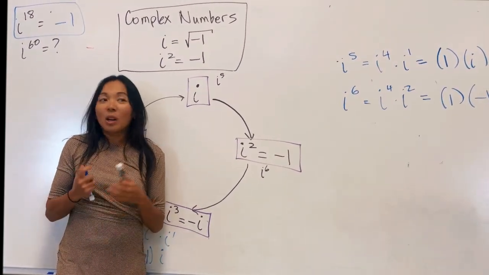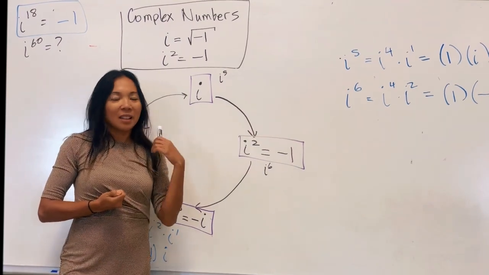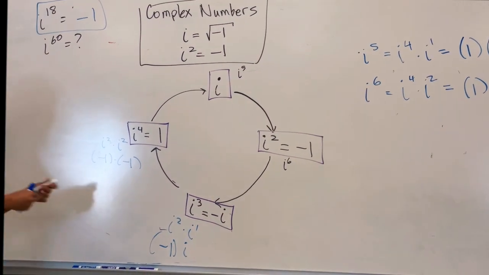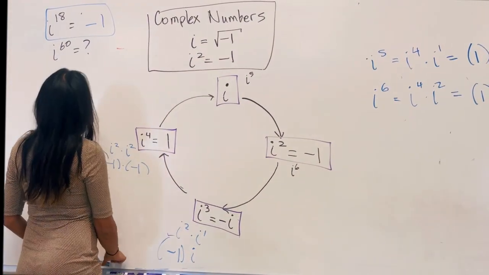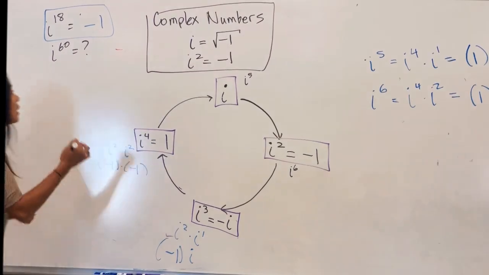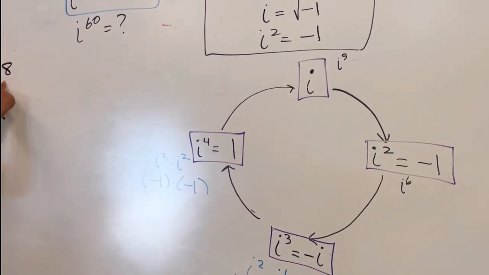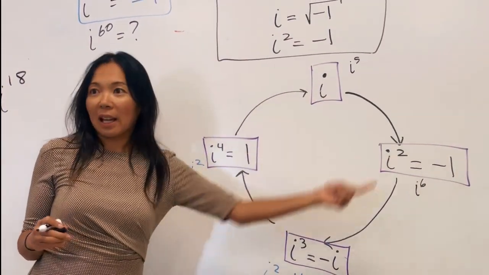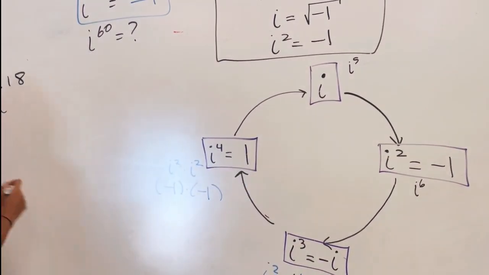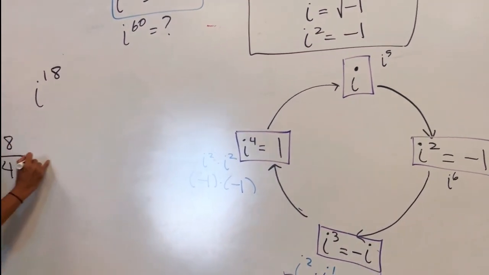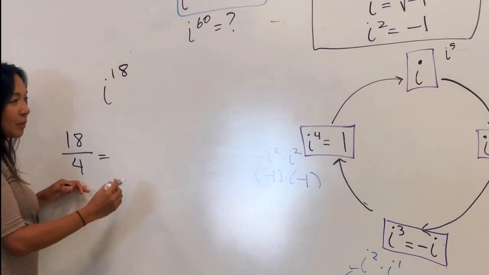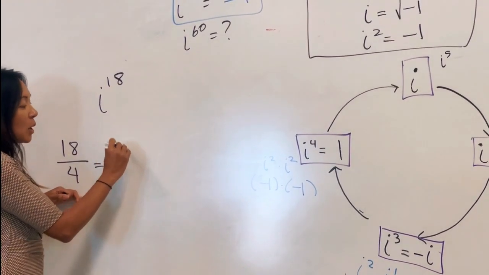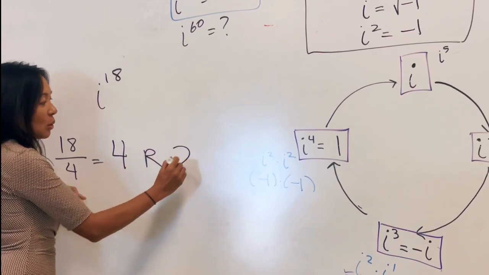So the more advanced way, the shortcut way, and the way where we see the pattern, is we're going to divide. Here, I'm going to show you i to the 18th. I'm going to divide that number by 4 because it repeats after every 4. What's 18 divided by 4? What whole number do I get first? 4, with a remainder of 2.